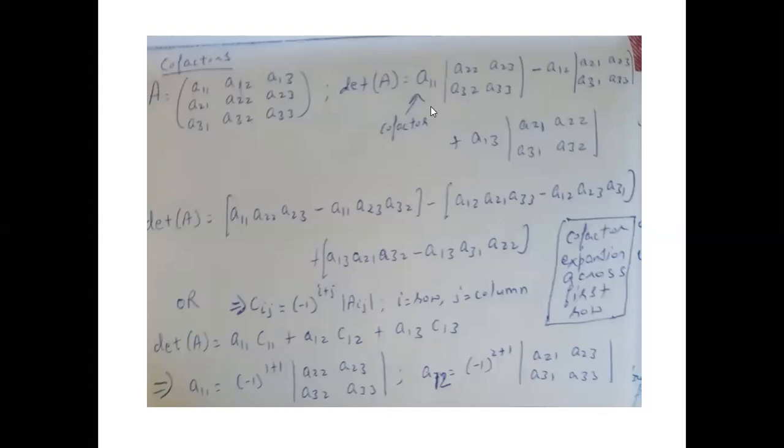These factors, A11, A12, and A13, are known as the cofactors, and we do the cofactor expansion across the first row only. That means the cofactors exist only in the first row. We don't consider the second row, third row, fourth row, and so on. If it is a 4 cross 4 matrix, we'll have these three factors and another factor A14, then A15, A16, and so on. But you never consider the other rows, that is, the bottom rows.